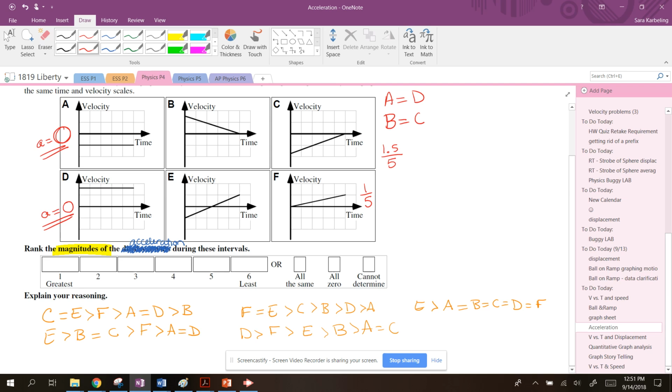Up 2 over 5? Okay, so if we write this out, now it's not too bad. We're just looking at fractions.